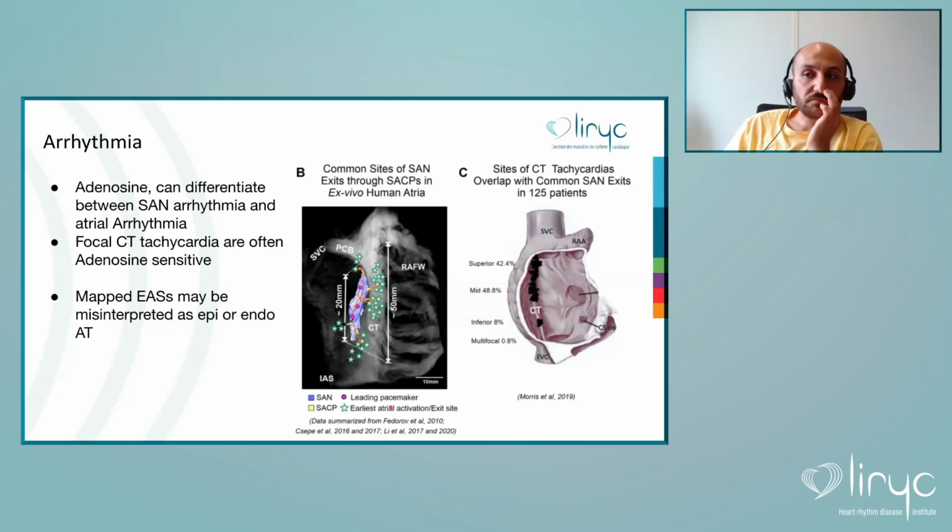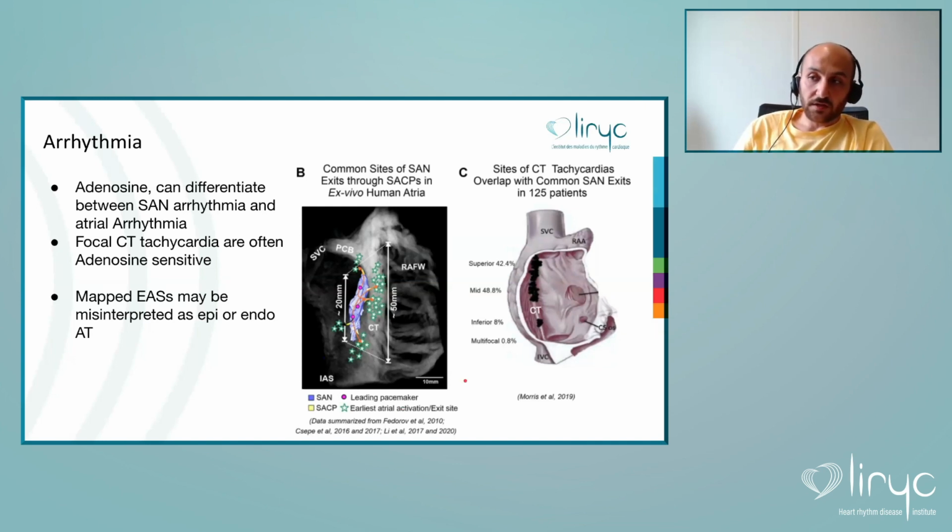Well, adenosine, because it is related to the L-type calcium current, can differentiate between SA node arrhythmias and atrial arrhythmias. And another nice thing that I understood in this way is that lots of focal crista terminalis ATs, we can now understand, are actually arrhythmias that come from the SA node. Because as I know, most of the arrhythmias of the AT are on the crista terminalis.